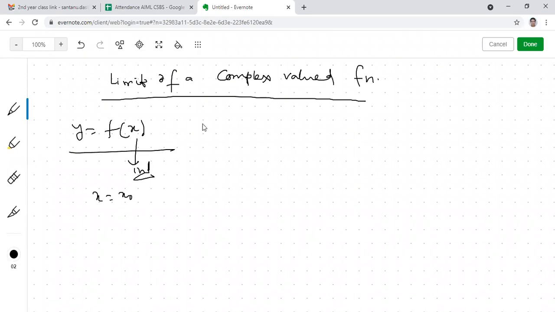If a curve is given, say for example, a circle is given, x square plus y square equals a square. So this is a function. The function is y equals plus minus square root of a square minus x square. By drawing the locus of this equation, if I draw the locus of this graph, then also we'll be getting the nature of the curve. So why are we going to find the limit?